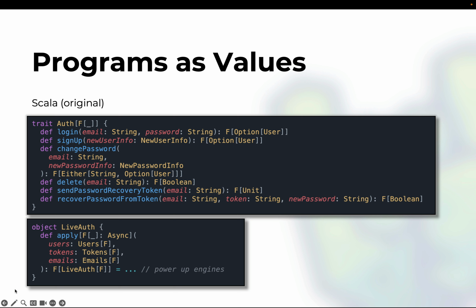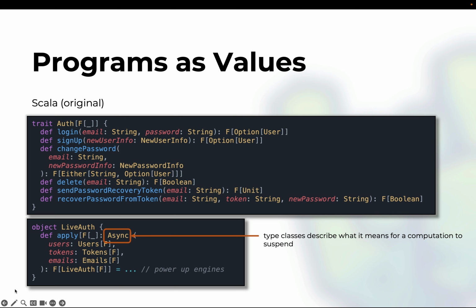Likewise, in the live auth implementation, or in the instantiation of the real implementation of the auth, we also have the apply method, which is essentially a smart constructor that is also effectful. So instead of the suspend keyword, we have the effect type F, which wraps pretty much every other value that we returned. Now, the important thing is the type class that this F needs to conform to.